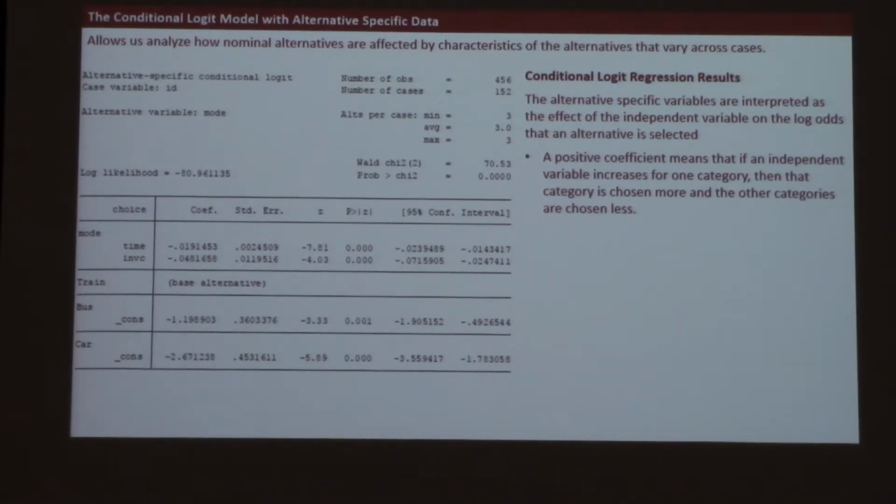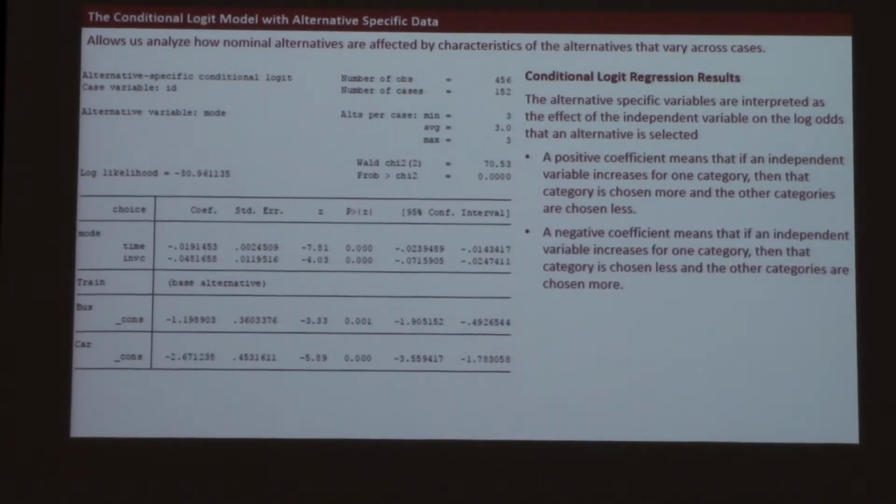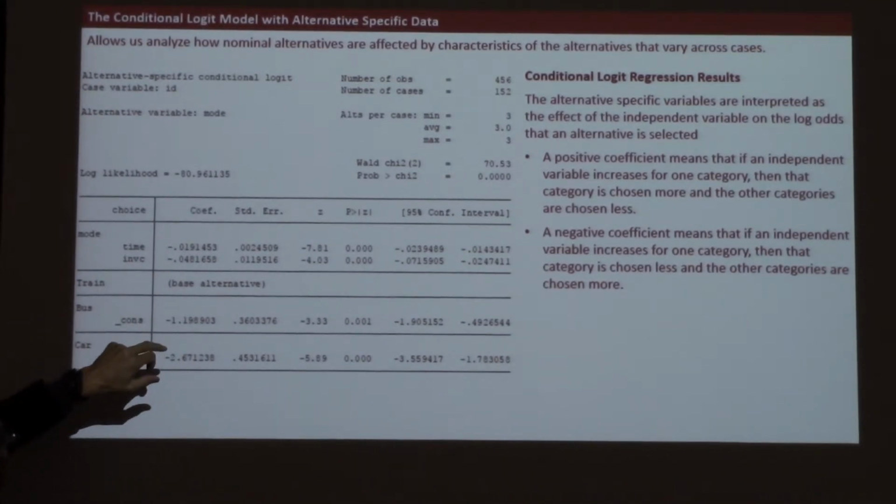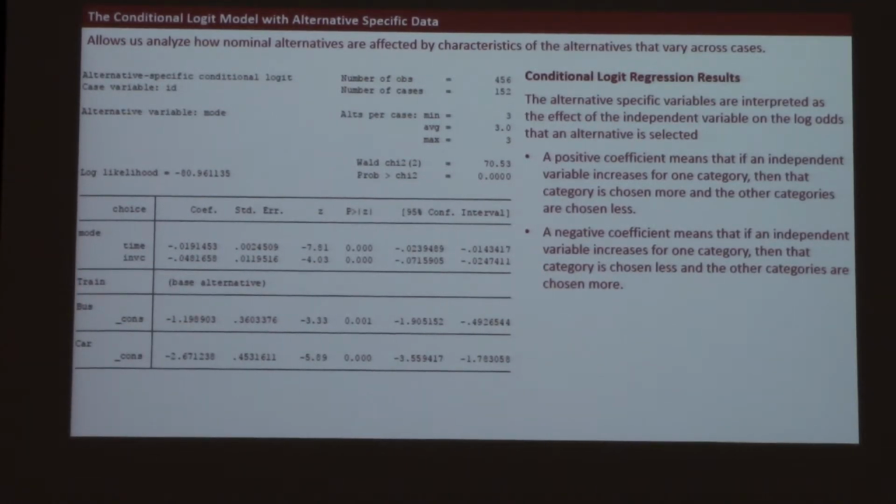A positive coefficient means that as the variable increases for one category, that category is going to be chosen more than the others. Vice versa, a negative coefficient means that as the independent variable increases for one category, that category is going to be chosen less and the other categories are going to be chosen more. So all these tell us is that as travel time increases, you're going to tend to pick one category less and the other more. Same with in-vehicle costs.